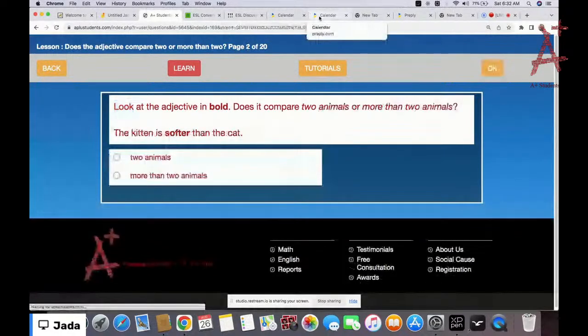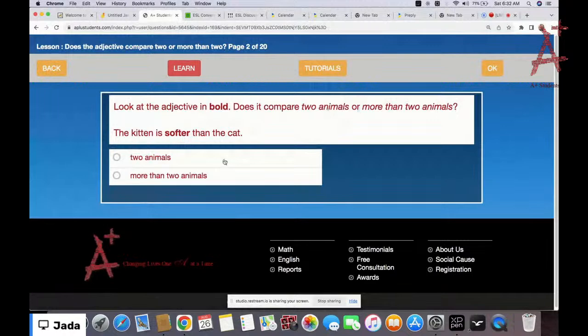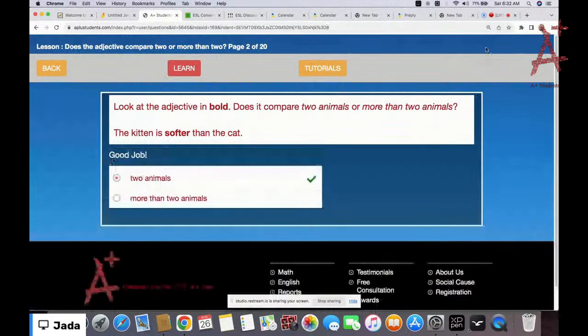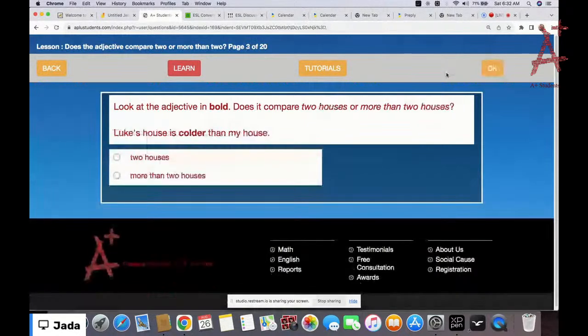The kitten is softer than the cat. So softer is what? It's comparing two animals. Now, Luke's house is colder than my house. When you have colder with -er, it's comparing only two, which is the comparative. So two houses.